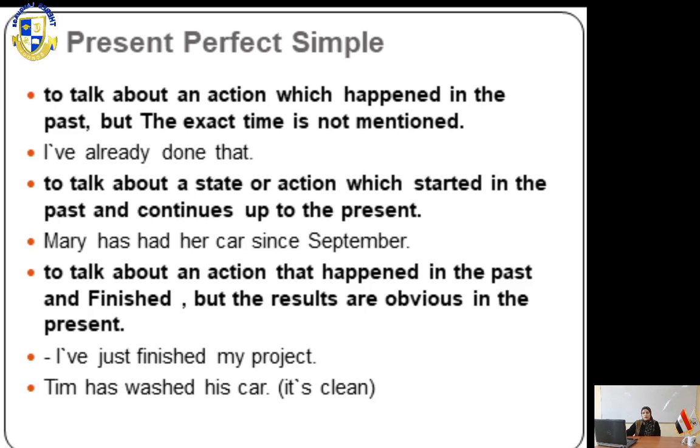3, to talk about an action that happened in the past and finished, but the results are obvious. The results are clear in the present. For example, I have just finished my project. Now you can see my project. So this is the result of finishing or of doing my work. 2, Tim has washed his car. You can see that the car is clean. So if something happened in the past, but the results are still clear in the present time, we use the present perfect simple.